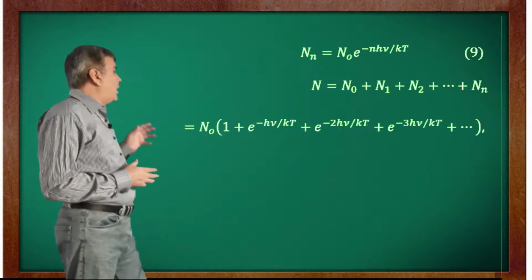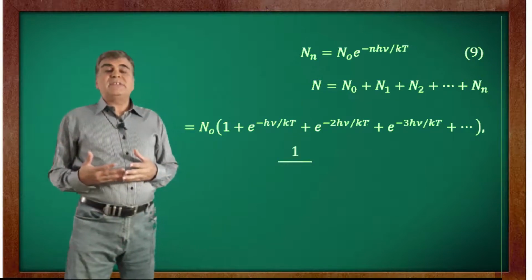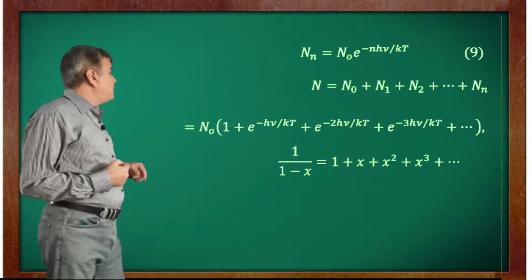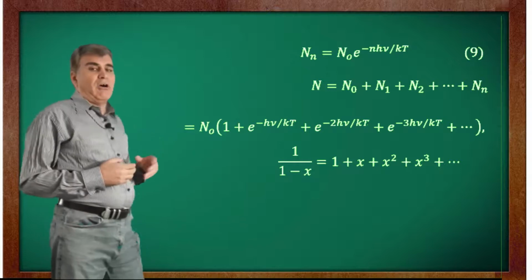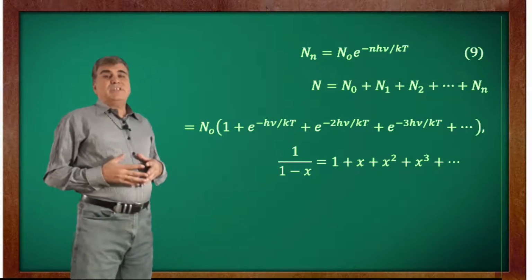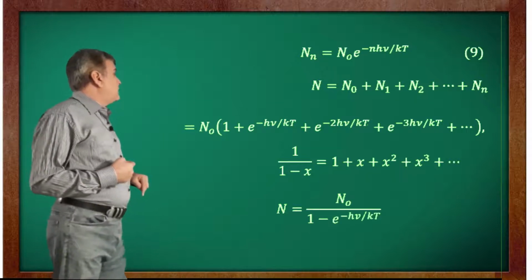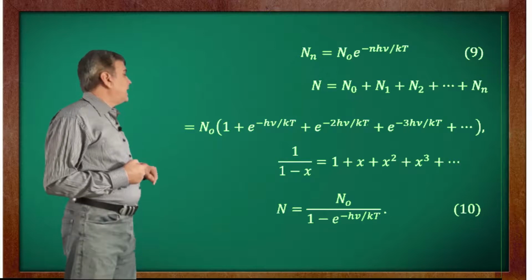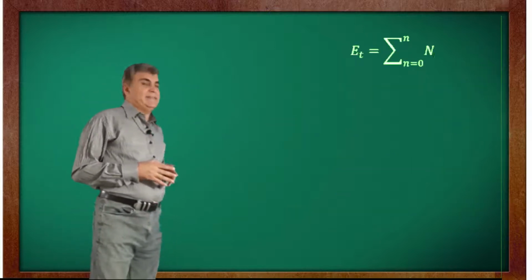Now using the algebraic identity, 1 over 1 minus x equals 1 plus x plus x squared plus x cubed, and so on, the above equation can be put into the form n equals n sub naught divided by 1 minus exponent minus h nu divided by kT.